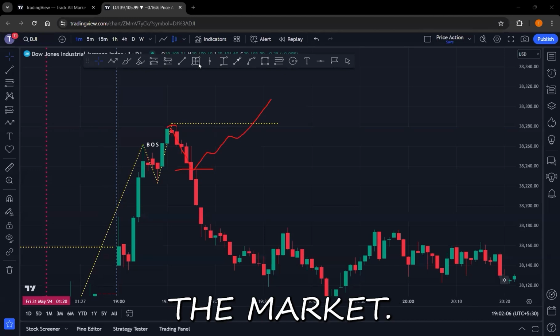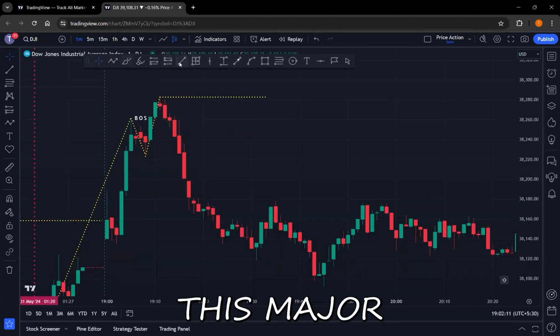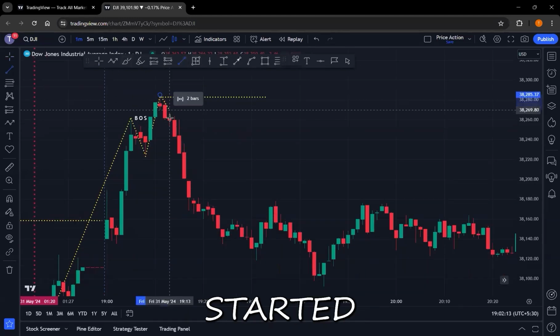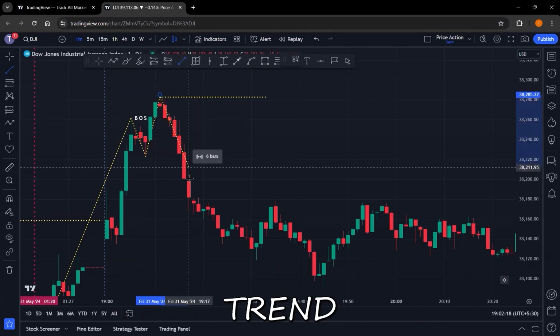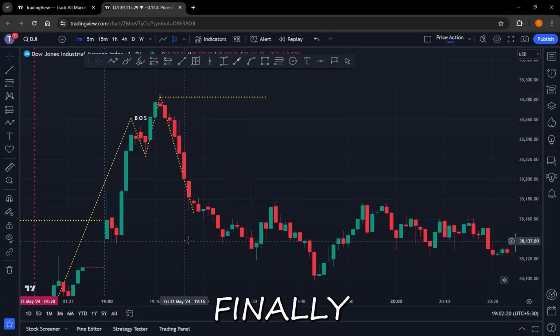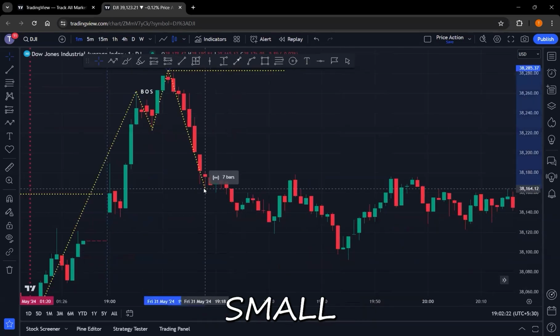So what happened in the market, let's understand from here. Price started this major sell leg over here and actually started moving towards the downside with good momentum, or, you can say, a very healthy or strong trend towards the downside only. And then finally you can see price created a simple, very small support over here.